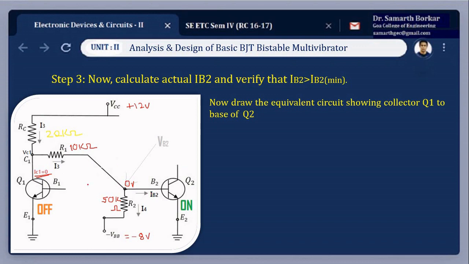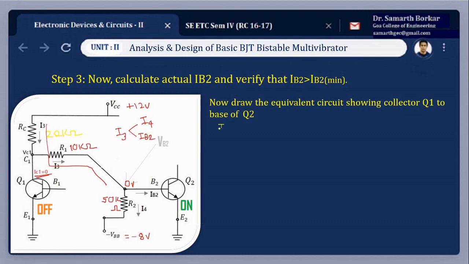Now if you look at this circuit diagram, IC1 is 0, so this current I3 will flow in this direction. At this point there is a branching of current I3 as I4 and IB2. Fine. With this background information, we'll continue with the numerical.